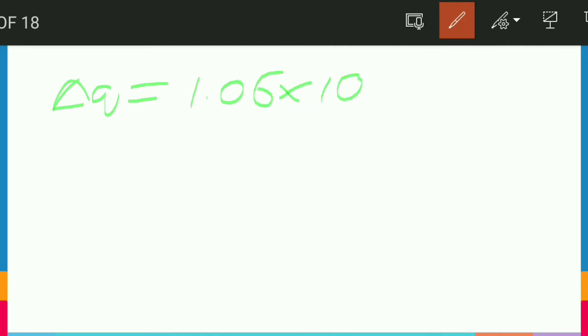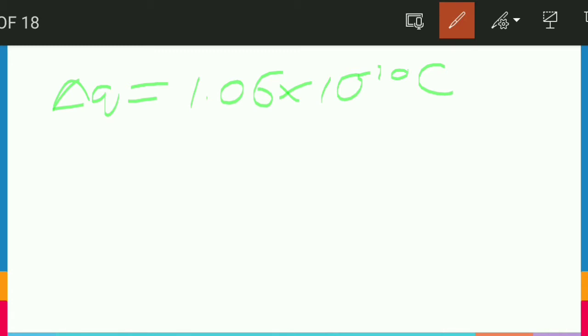So yes, friends, actually my friend Satyam has called me. So let's continue from here. What we have got a delta Q equals to how much? It has come 1.06 into 10 ka power minus 20 coulomb. This was our means the value of delta Q.